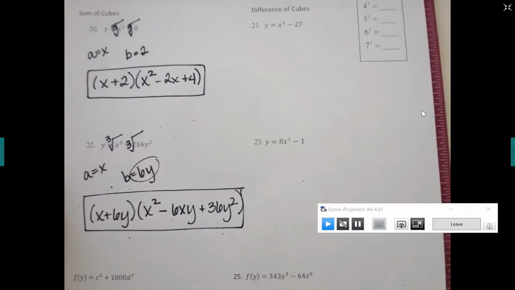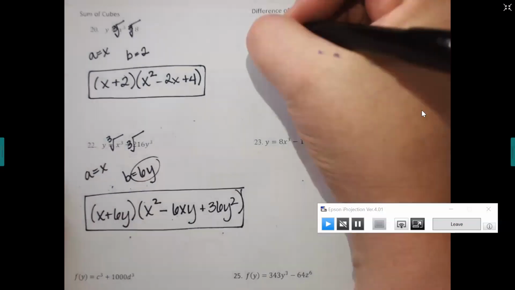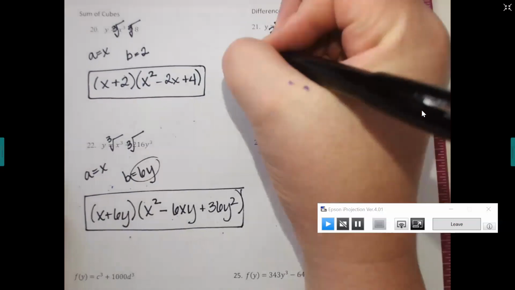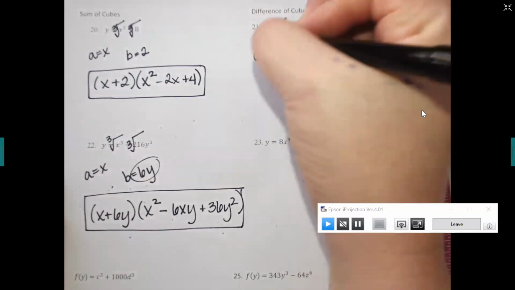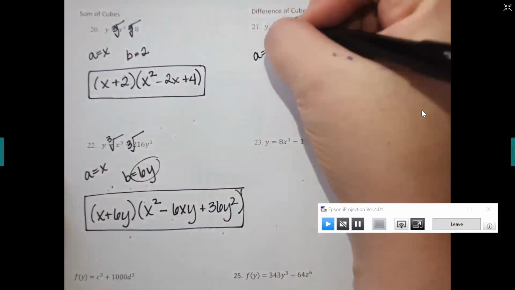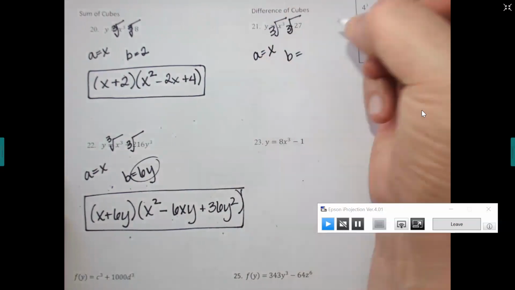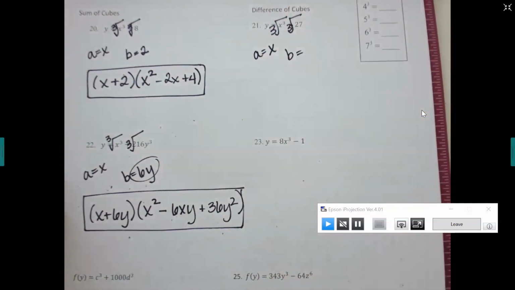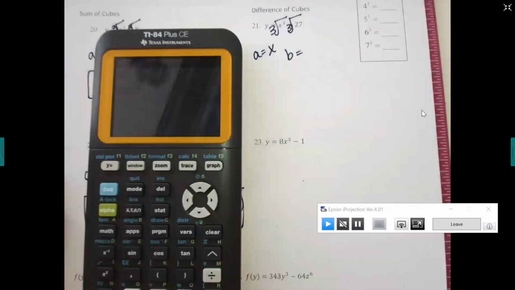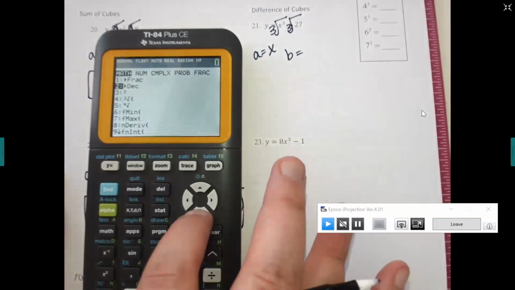Okay, so right next to it, take a look at number 21. Cubic root x cubed, what are you going to get? Just an x. Cubic root the 27. Okay, put it in your calculator. What's the cubic root of 27? Okay, it is 3.